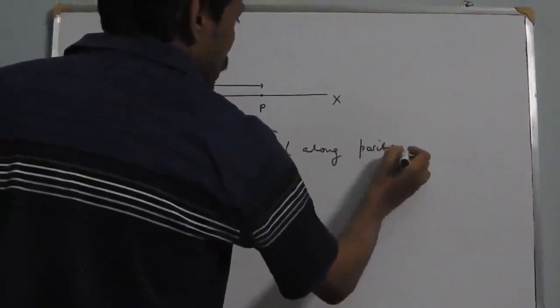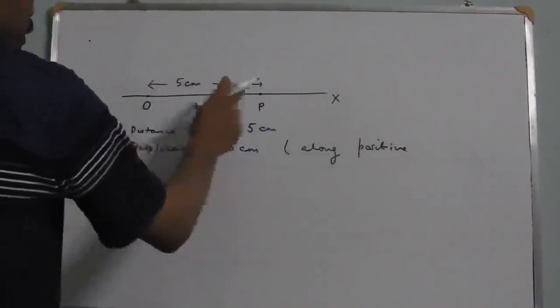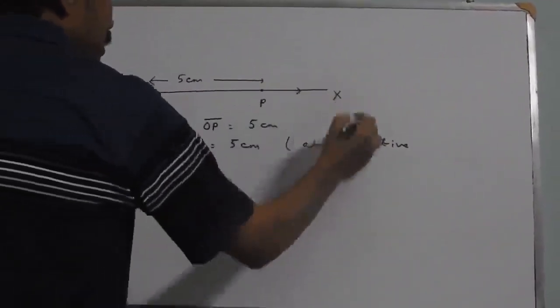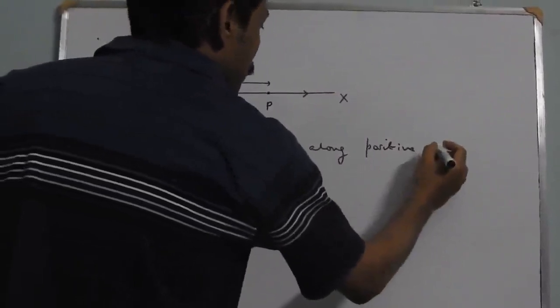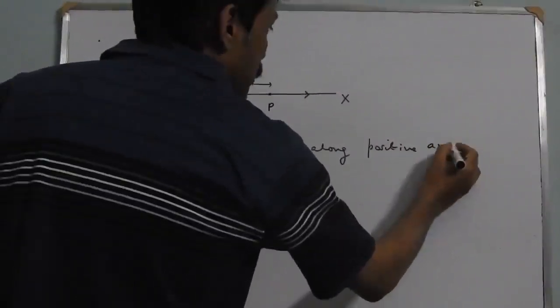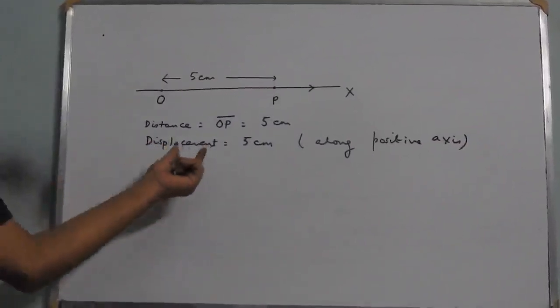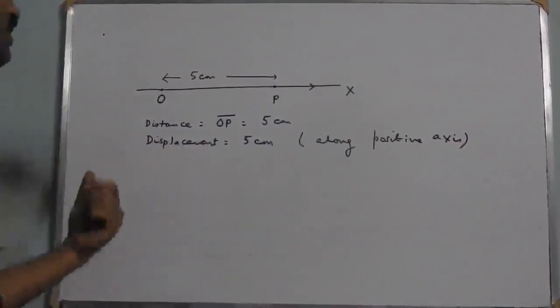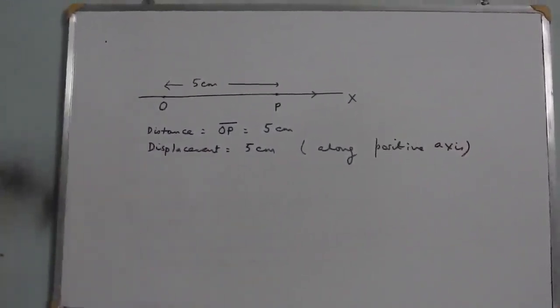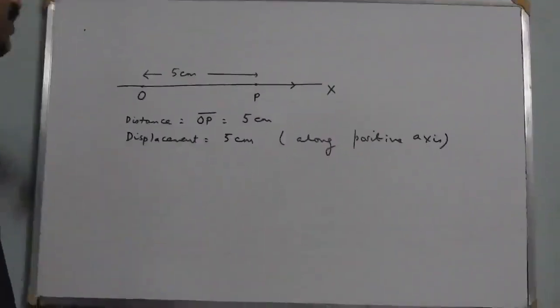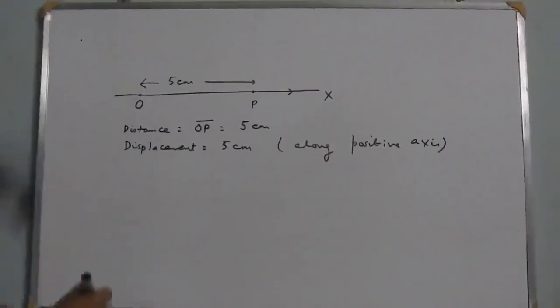Because we have taken this example as the body moving from O to P along the positive x-axis. So we say the direction is along the positive x-axis. In order to represent the displacement direction, the direction of any physical quantity which is a vector, we can also consider the geographic directions.